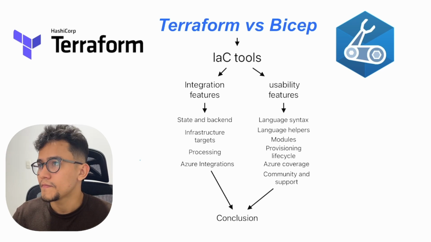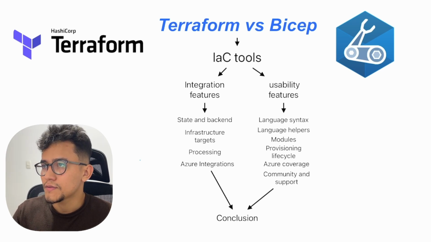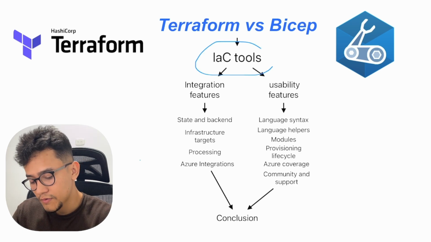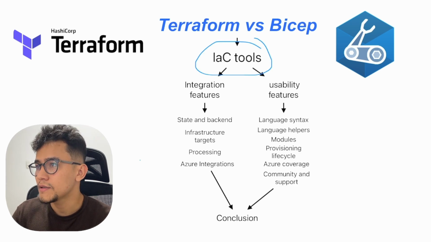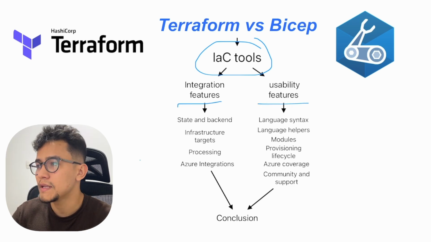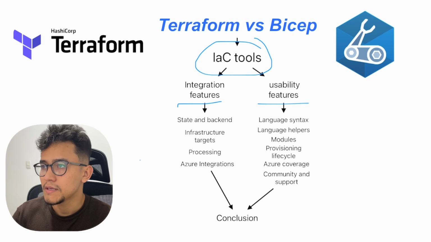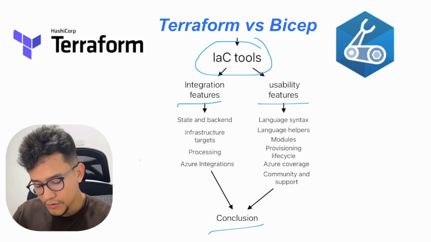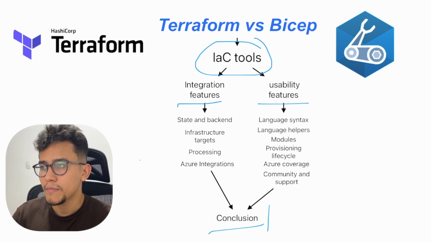So let's start. This is the overview that we are going to discuss today. We are going to see what are Terraform and Bicep. Then we are going to divide these features into two to do the comparison between both. I'm going to divide it into integration and usability features. And for each of these features, I have different items in which I am going to explain you what are the similarities and what are the differences on each tool. And finally, I'm going to give you a conclusion on what are the main criteria that you should take into account when you are deciding which tool to choose for your project.